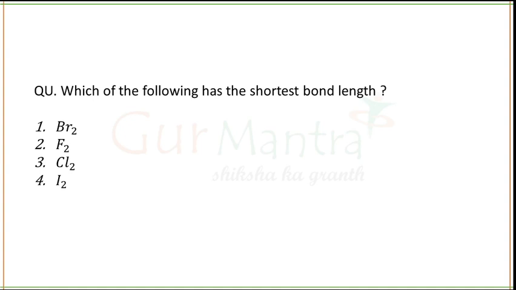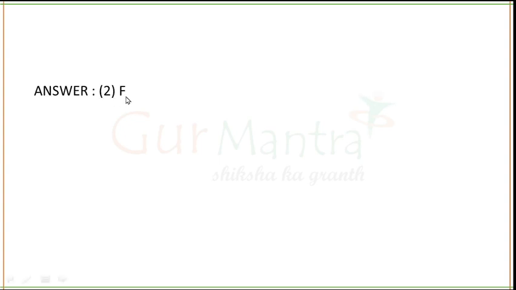I'm giving you some time. Okay guys, so the shortest bond length should be in the F2 ion. And the answer is option 2, that is F2.